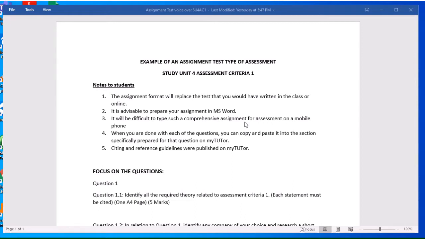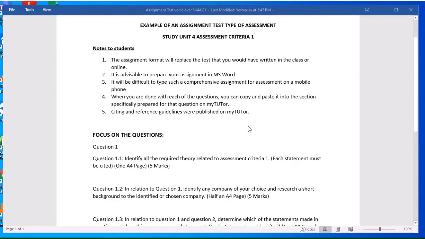Now, each statement you write, and I repeat every statement, you must cite. And there's a reference guideline that has been published on MyTutor that you can use as guidance on what it is that needs to be completed. This will prepare you students for any future research that you might do.